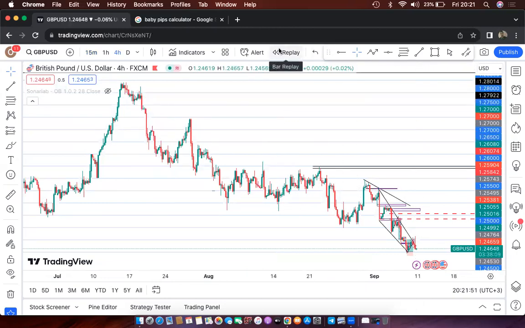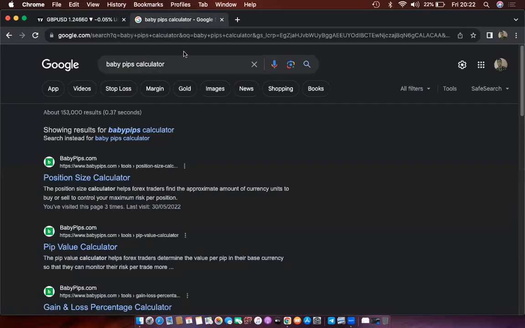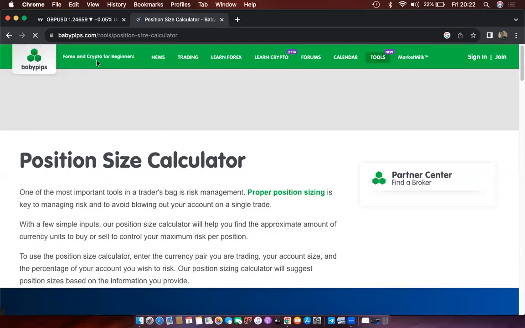So let's look at what brought us here today mainly. There are different lot sizes on different account sizes, so I use something called the Babypips calculator. It simply helps me break down my account size and shows me what I'm risking, what I'm losing, and what lot size I should use to take profits. So when you search Babypips calculator and click in here, it's going to take you to a site that helps you.